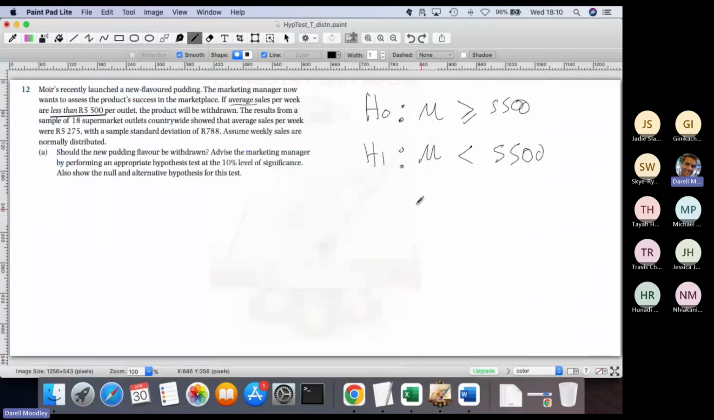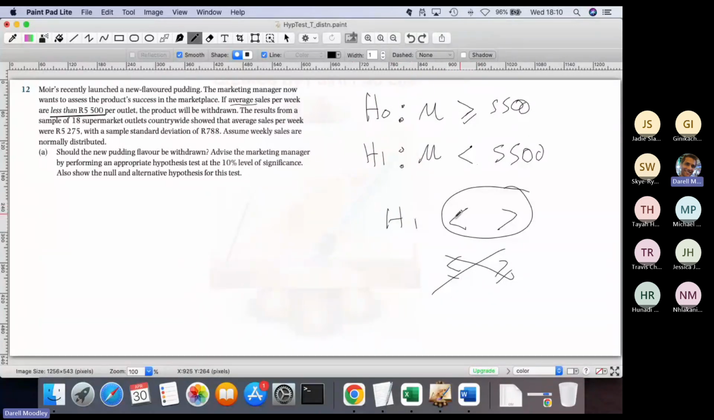Now, you may want to ask, how do I know where to place which one? Why not place less than here and greater than or equal to here? The reason is that you need to just memorize it. Your H1 will always take the strictly less than or greater than sign. It won't take less than or equal to or greater than or equal to. So H1 always takes these signs, it doesn't take the equals to. Just remember that.